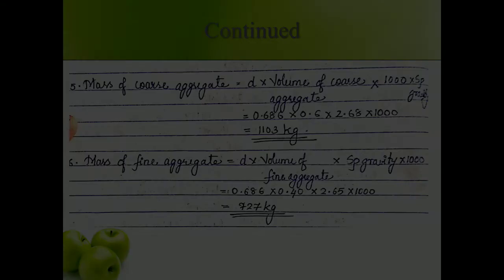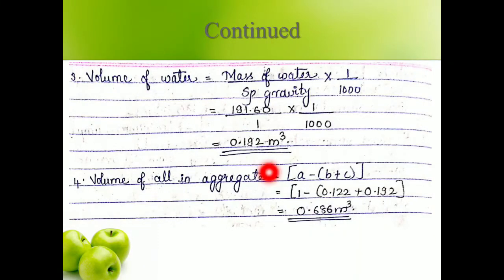Next we have volume of water. So mass of water divided by specific gravity into 1 divided by 1000. Mass of water we have got 191.60 liters divided by specific gravity of water, which is 1, or you can take it as 0.98. It is not given in the question, so it is assumed to be 1, that is specific gravity of water is itself 1, into 1 divided by 1000. So we are getting volume of water equal to 0.192.